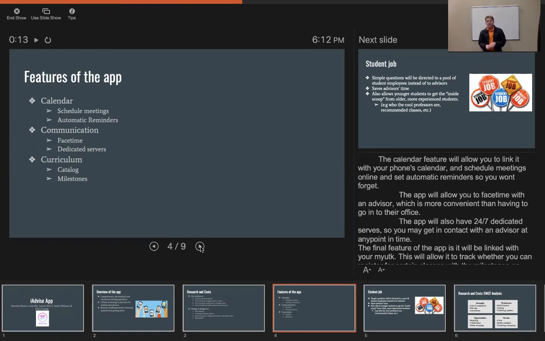And there will also be dedicated servers 24/7 for you to be able to message people questions that you don't feel the need to actually go in and make an appointment for. And then the curriculum will be through your catalog. So it'll link your milestone checks with your classes to automatically show you which classes you have completed or need to complete to be able to register for future classes.